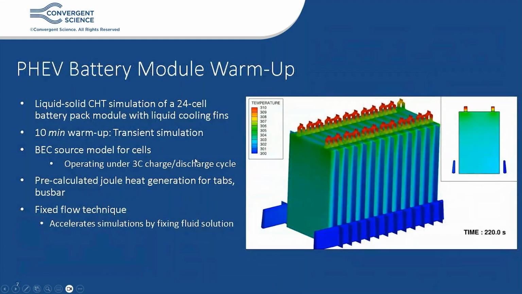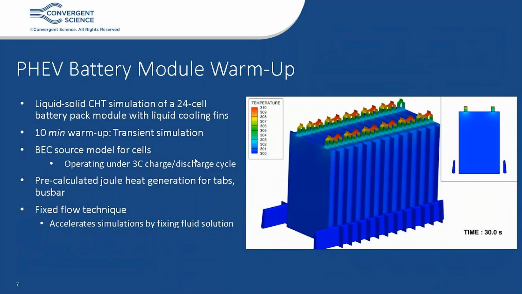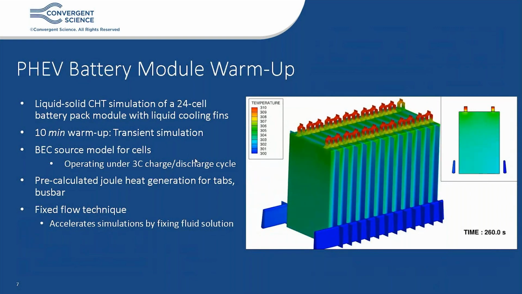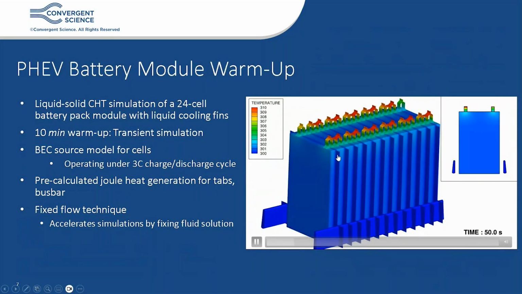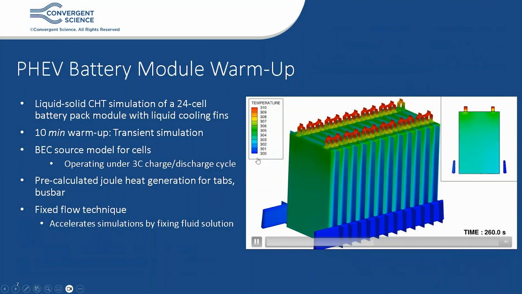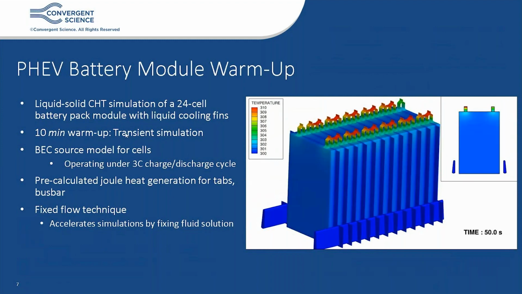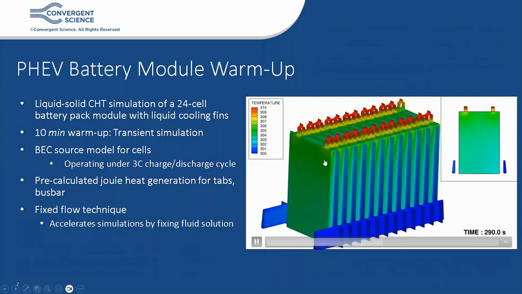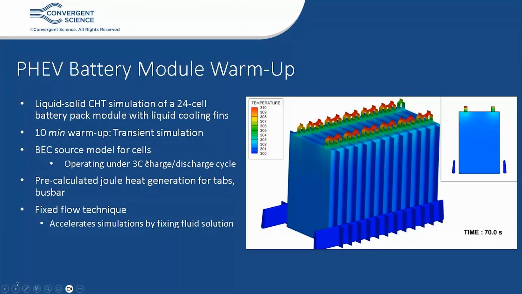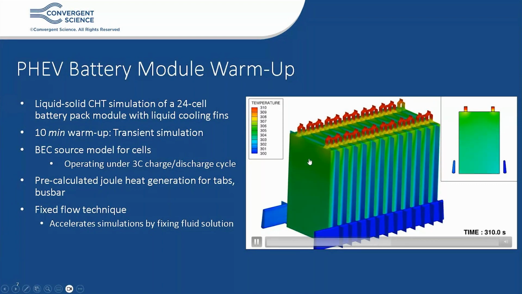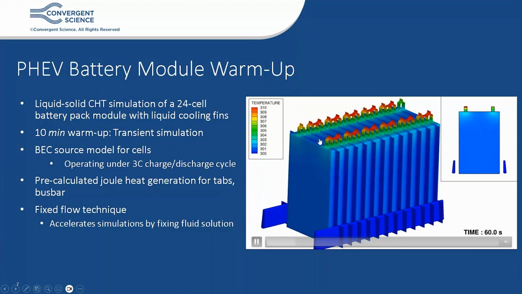Here's a quick example of a plug-in hybrid electric vehicle battery pack module warm-up simulation. This is a liquid-solid CHT simulation of 24 pouch cells in this module with liquid cooling fins, with liquid cooling channels running inside them between a pair of pouch cells. This is a fully transient simulation run for 10 minutes of simulation time. The equivalent circuit model generates heat within each pouch cell, and we have enabled the equivalent circuit model to operate under a 3C charge-discharge cycle for this particular pouch cell. We also enabled ohmic heat generation for the tabs and bus bar.